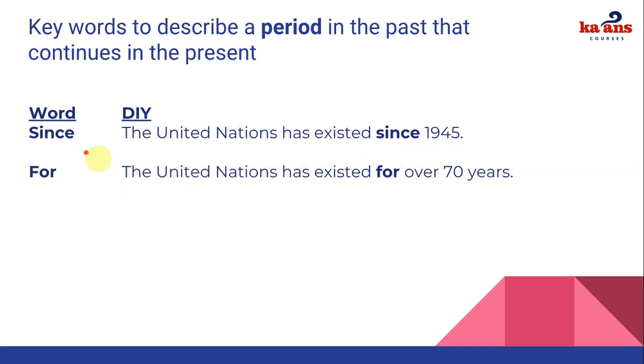Again, it's important that it continues in the present because we're going to use the present perfect, has or have, and the past participle, existed. So it's important: the United Nations has existed since 1945, or the United Nations has existed for over 70 years.